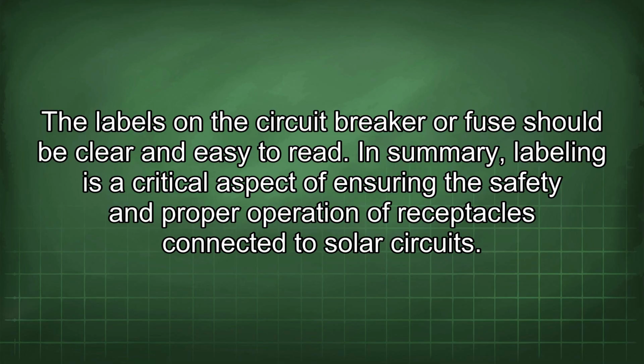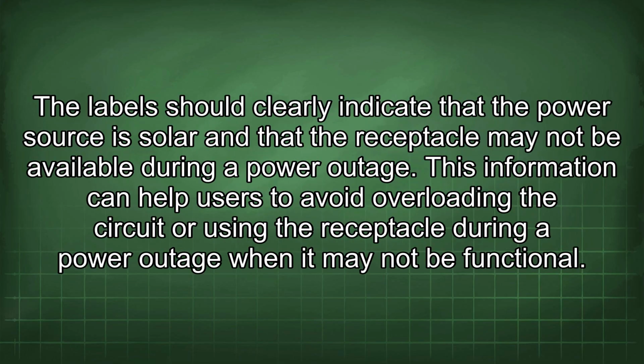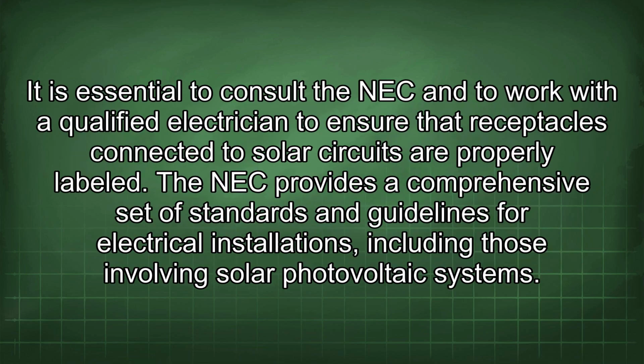In summary, labeling is a critical aspect of ensuring the safety and proper operation of receptacles connected to solar circuits. The label should clearly indicate that the power source is solar and that the receptacle may not be available during a power outage. This information can help users to avoid overloading the circuit or using the receptacle during a power outage when it may not be functional. It is essential to consult the NEC and to work with a qualified electrician to ensure that receptacles connected to solar circuits are properly labeled.